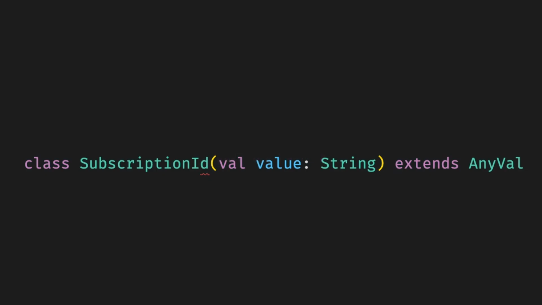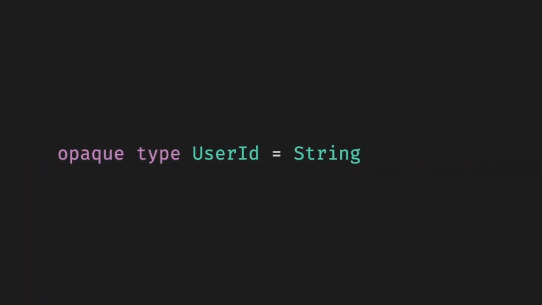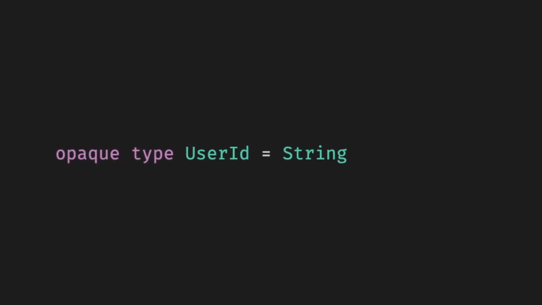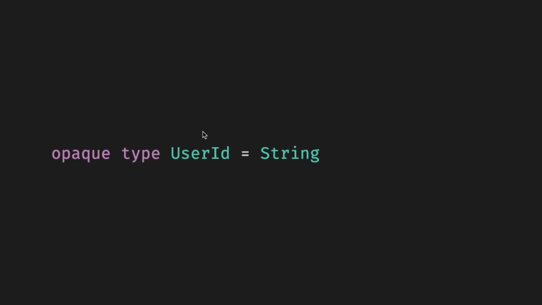Newtypes are even more awkward. In Scala 2 we use value classes. For example, SubscriptionId is a string. But Scala 3 has opaque types. We can say that, for example, UserId is a string. But the thing is that by themselves, both are not very ergonomic and require boilerplate. So you need to either embrace manual wrapping and unwrapping, another boilerplate, or use one of the many newtype libraries. I'm not even going to list them, there's a bunch.